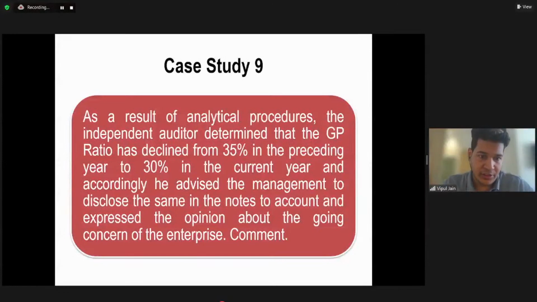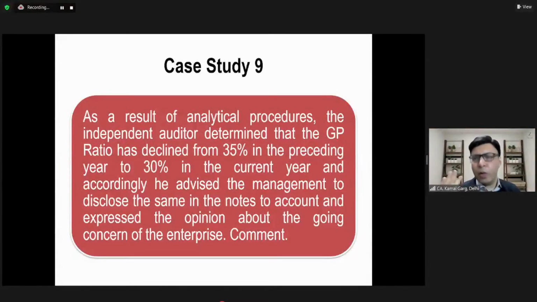We have one response, sir. It says unreasonable demand. Okay. So what you need to understand, in simple words: GP ratio may go down, maybe because of inflation, deflation, maybe because of increase in cost, maybe because of decline in sales. But that doesn't mean going concern is inappropriate. Going concern may be impacted by other reasons also.